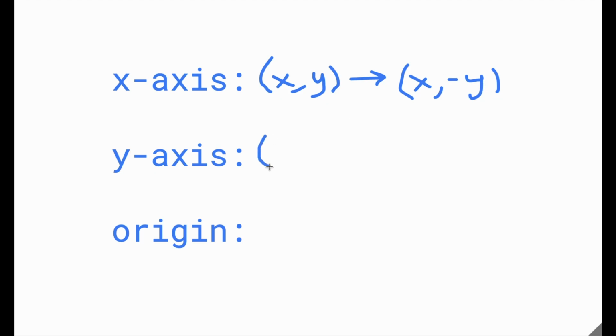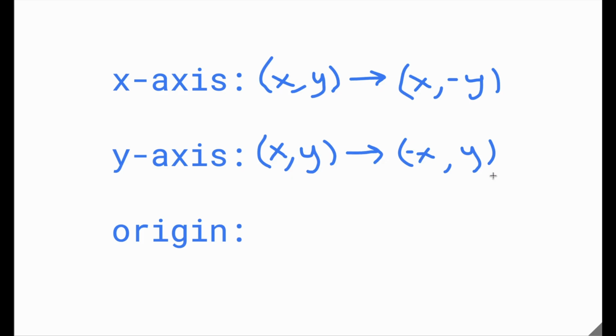And let's look at how that would be impacted differently if we were to reflect it over the y-axis. So once again, we'd start with the coordinate (x, y). But then when we reflect it over the y-axis, it's going to look a little bit different. The y value is going to stay the same, but our x value is going to become negative because now it's on the opposite side of the y-axis as it was before.